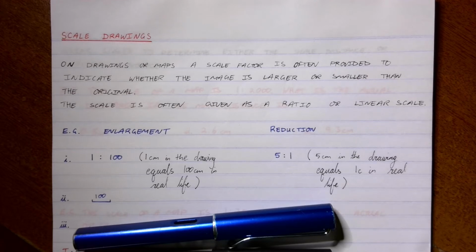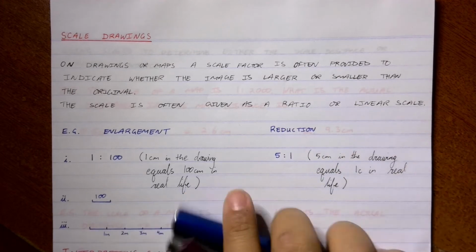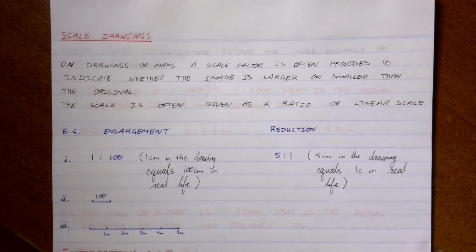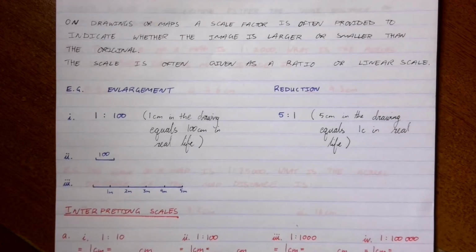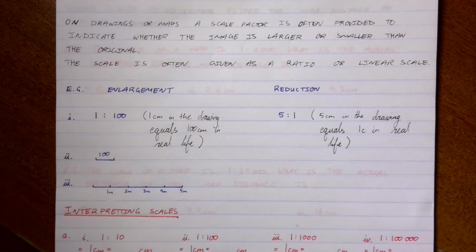On drawings or maps, a scale factor is often provided to indicate whether the image in the drawing is larger or smaller than what it actually is, than the original. The scale is often given as a ratio or a linear scale. So here is what it may look like. And really, there are only two things that can happen in terms of images.